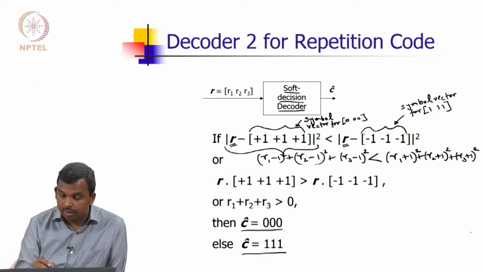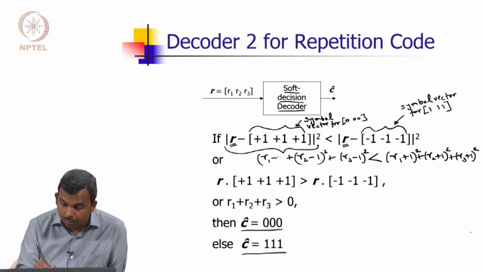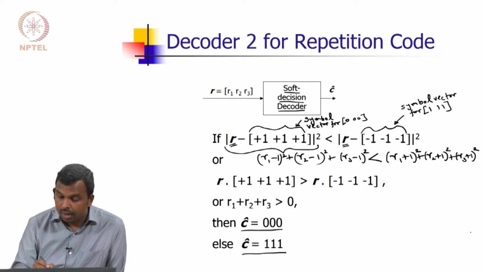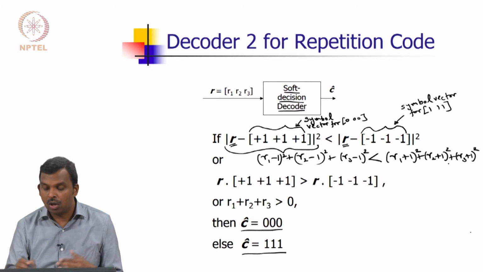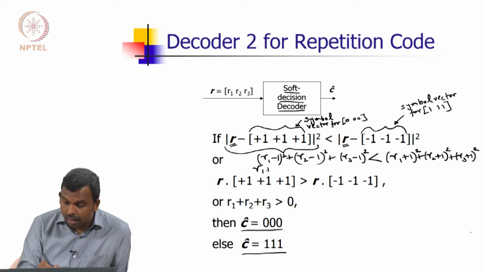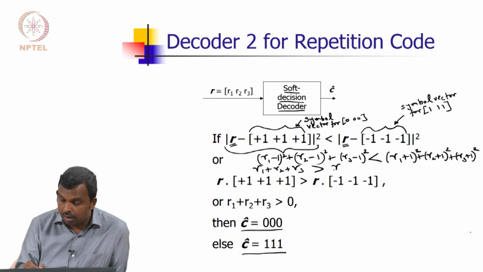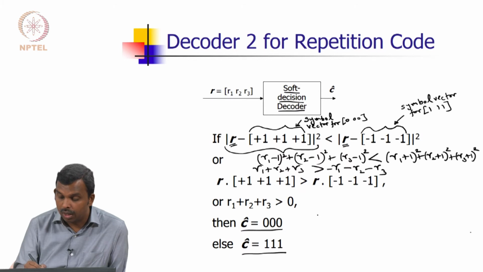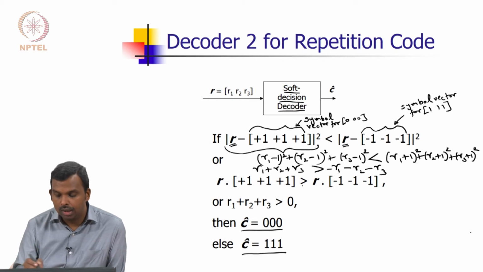Let me write this a little bit more cleanly. Now you can expand this out, there will be a lot of cancellation and this will simply reduce to R1 plus R2 plus R3 greater than minus R1 minus R2 minus R3. And that is the same as this dot product. You take a correlation with 1 1 1 or minus 1 minus 1 minus 1, whichever is greater is the closer code word, and in fact that also simplifies to R1 plus R2 plus R3 greater than 0.